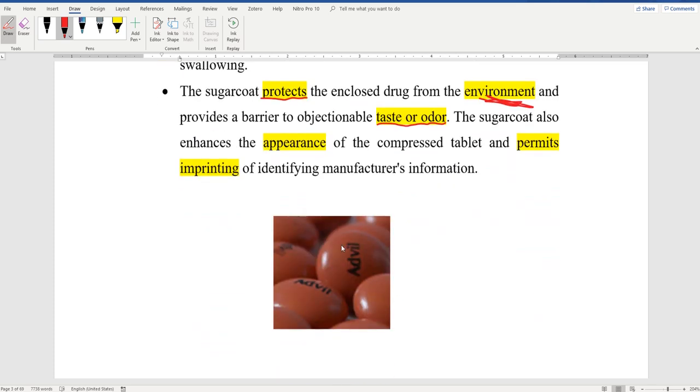Additionally, sugar coated tablets, as you see here, are very well known to be shiny. The reason for that is they add wax. After they do the sugar coating, they wax the tablets. Wax, like when you do polishing, for example shoe polishing, we get what? Shiny. It will be shiny. The appearance will be looking good. Also, it allows the printing of, for example, drug name, logo, or the trade name on the tablet.